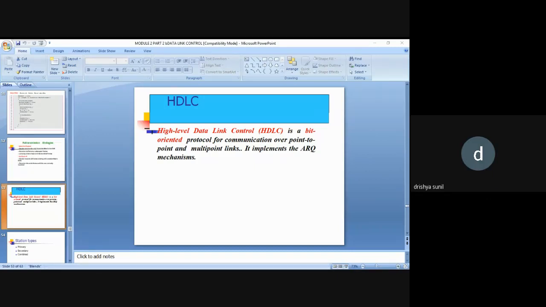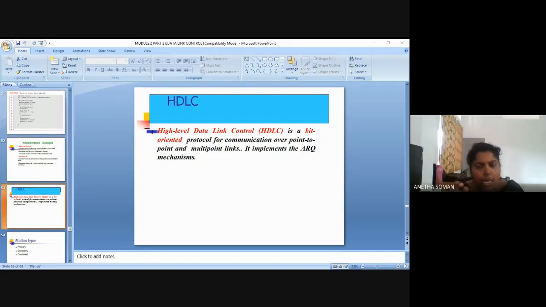A link between two stations that is only used by them. Okay, you have a dedicated link between two stations. Only two stations are involved and you have a dedicated link between those two. That is called a point-to-point connection. Now, what is multi-point? Multi-point means many stations will be sharing a common link.